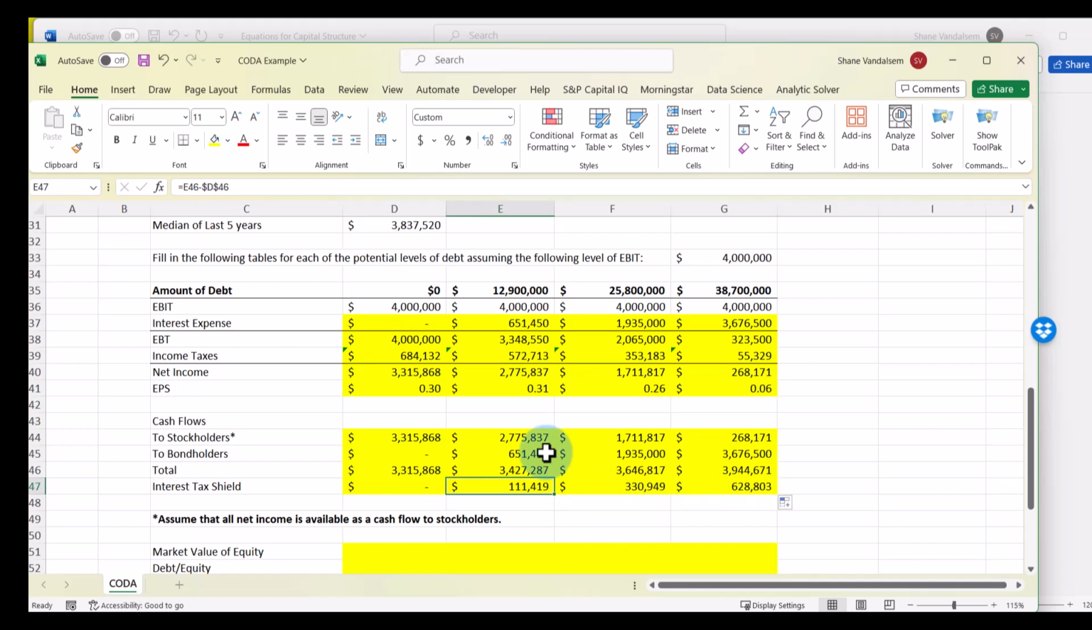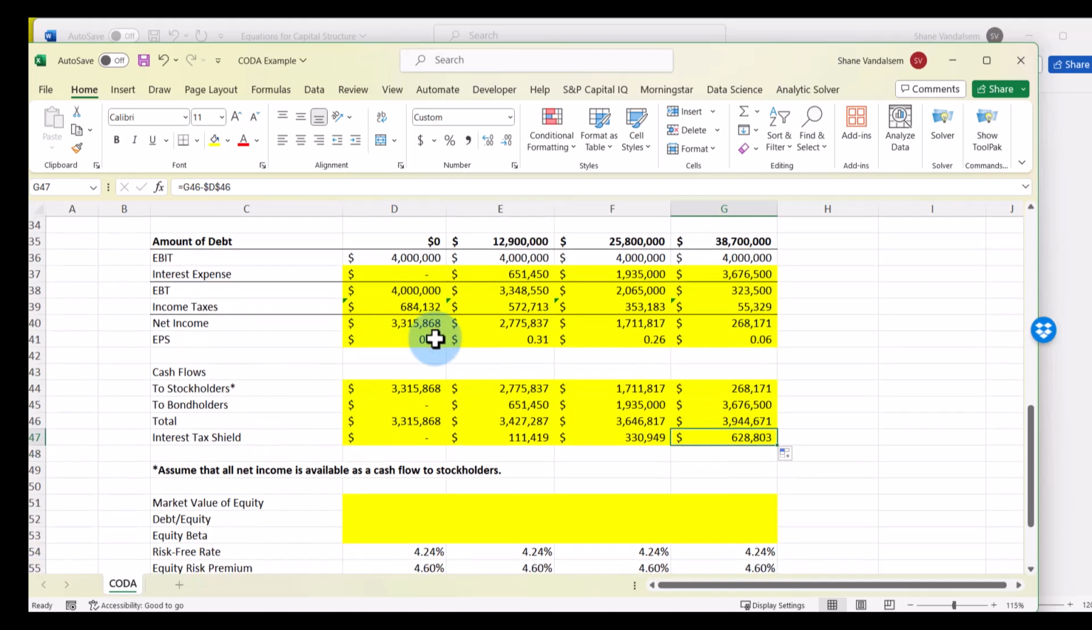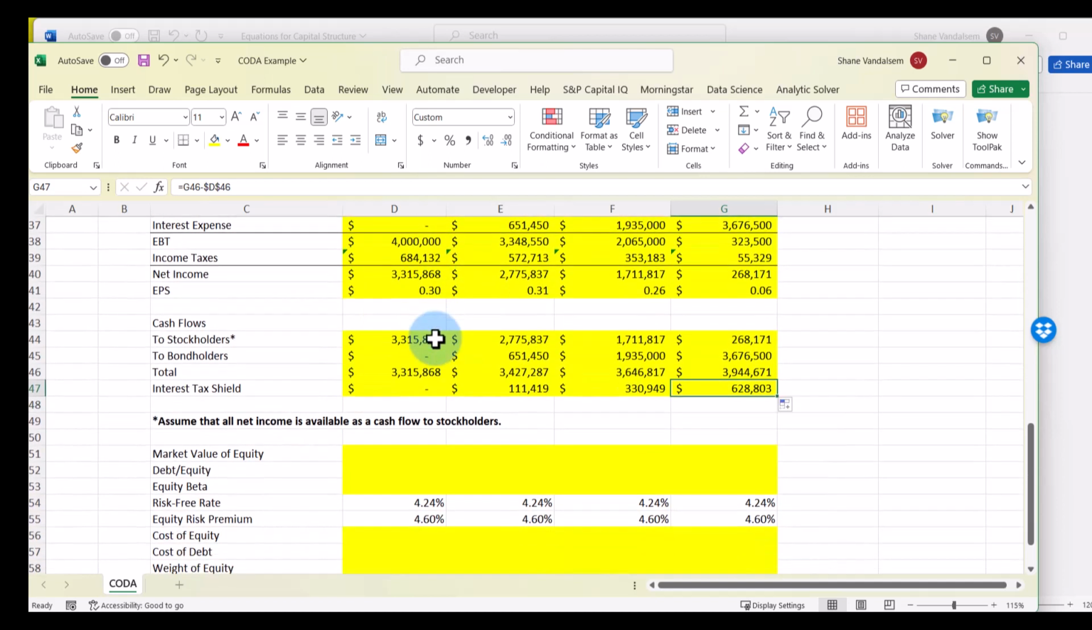So taking on debt allows a firm to have more cash to pay out to investors, and typically those investors are the bondholders or the lenders to the company. And again, we can see here that that value grows as we take on more and more debt.